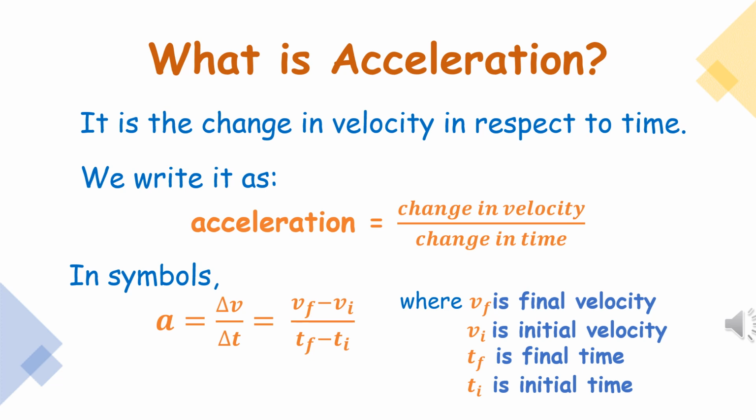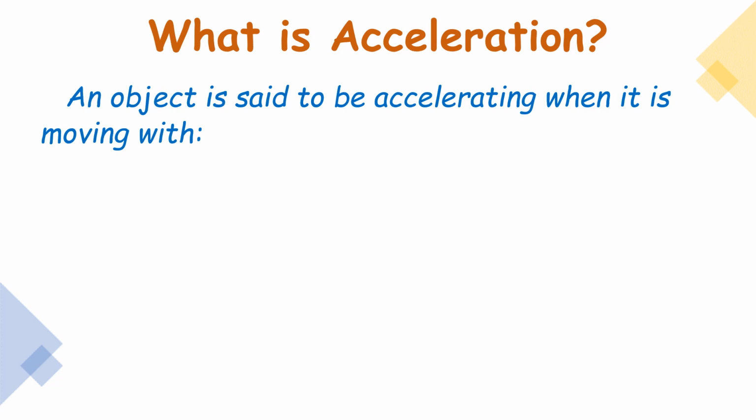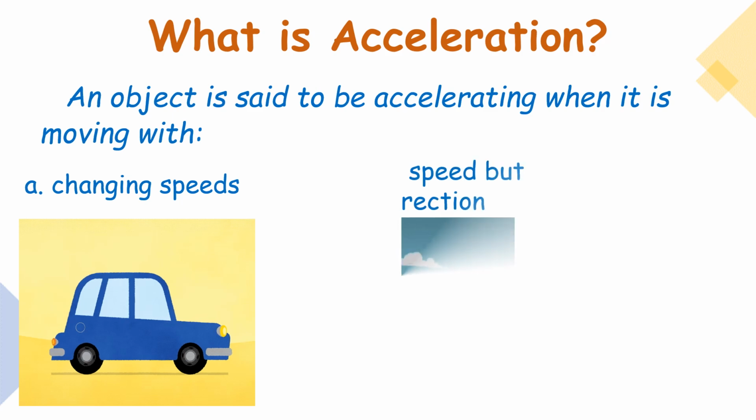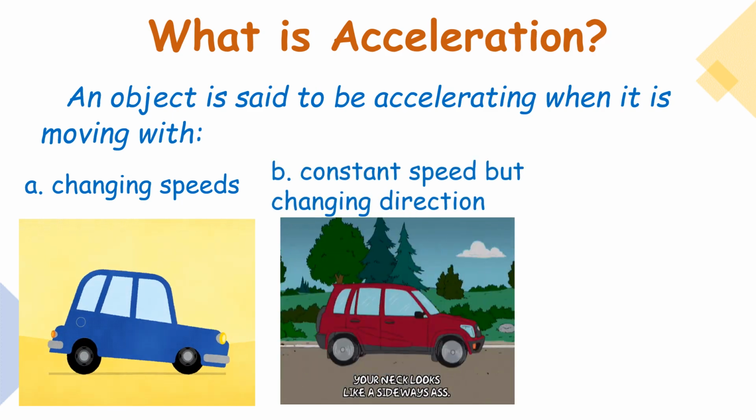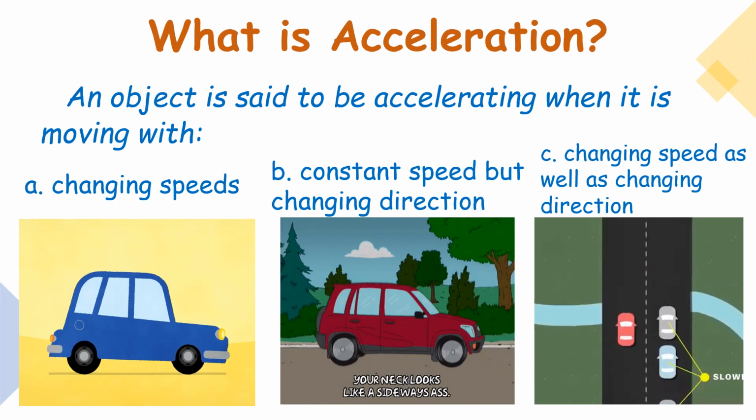And ΔT is the change in time, which is equal to the difference between the final time, Tf, and the initial time, Ti. And remember that there is not just acceleration, which means speeding up. We also have slowing down, which is deceleration. An object is said to be accelerating when it is moving with A. Changing speeds, B. Constant speed but changing direction, and C. Changing speed as well as changing direction.